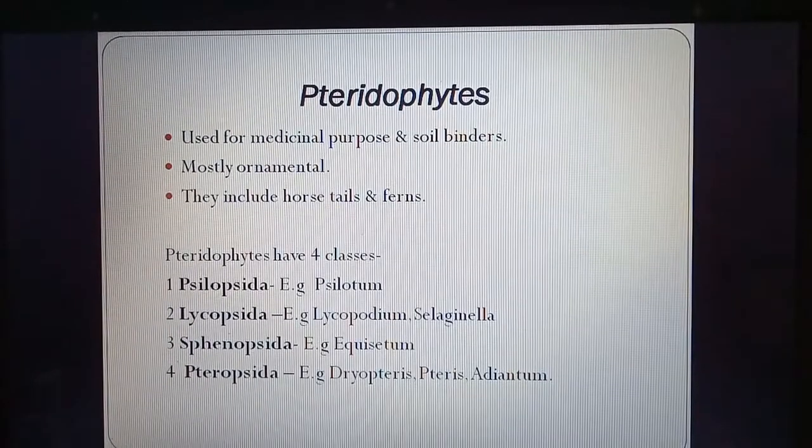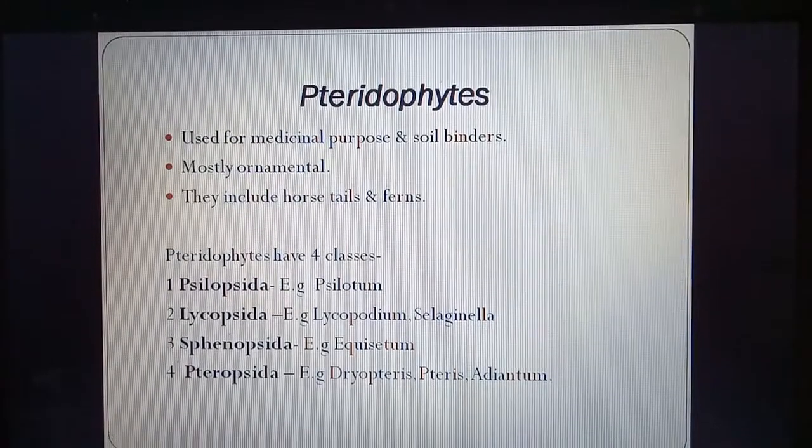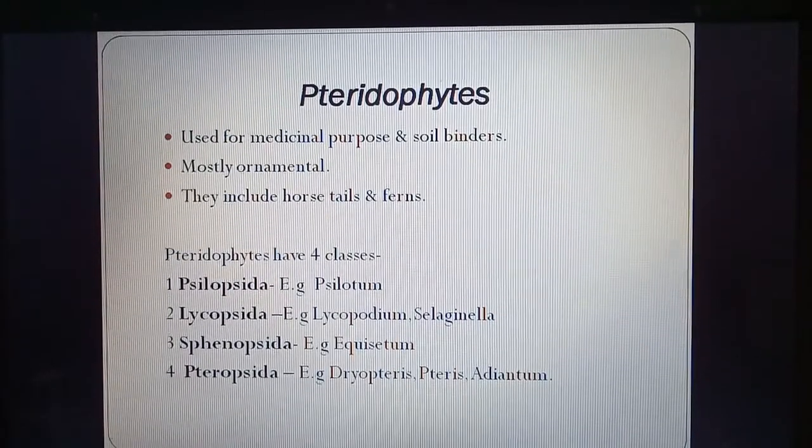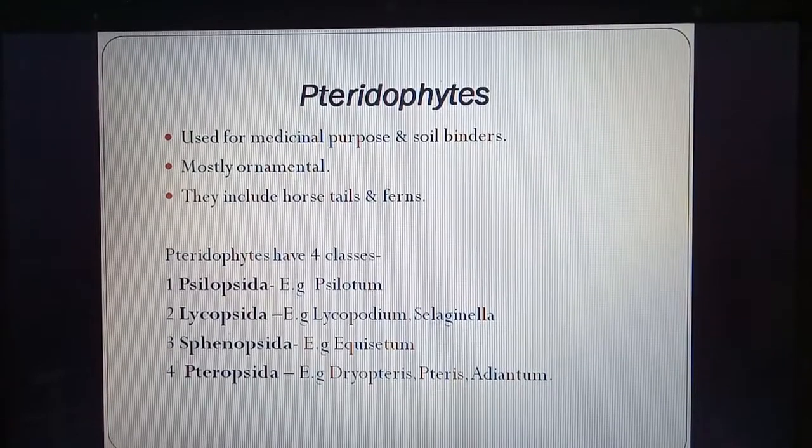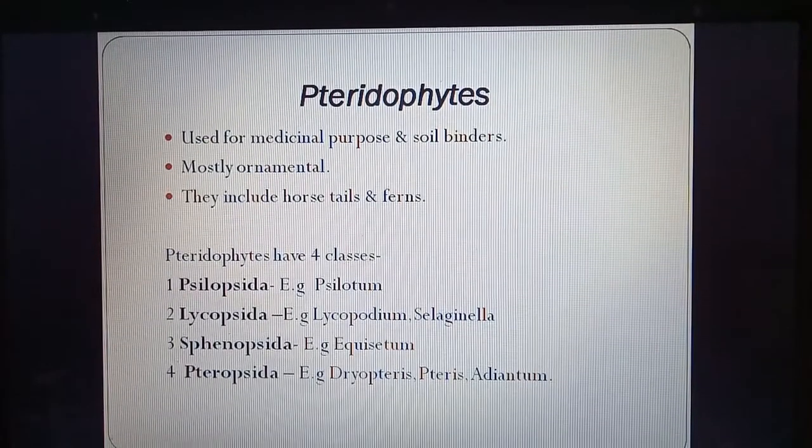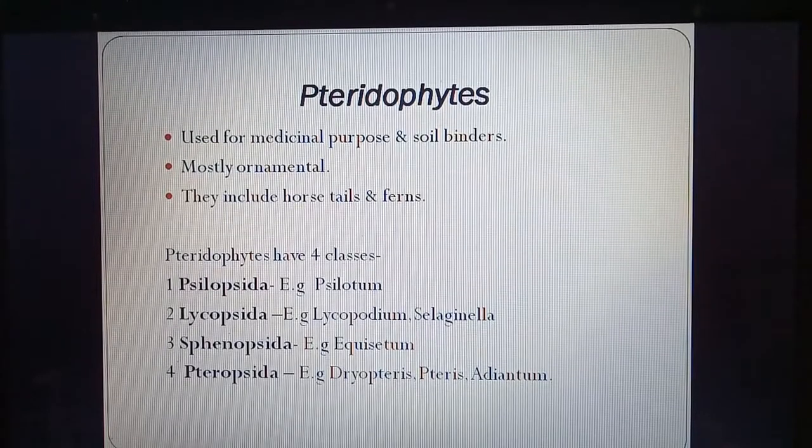Now pteridophytes are used for medicines. They are soil binders, means they are grown so that they can hold the soil in their roots. They prevent soil erosion. They are mostly ornamental, so mostly they are used in decoration, like in bouquet. We can see the leaves are surrounding the flowers. They have two types of plants: horsetails, which is equisetum, which resemble the hairy tail of a horse, and ferns, which have well developed leaves.